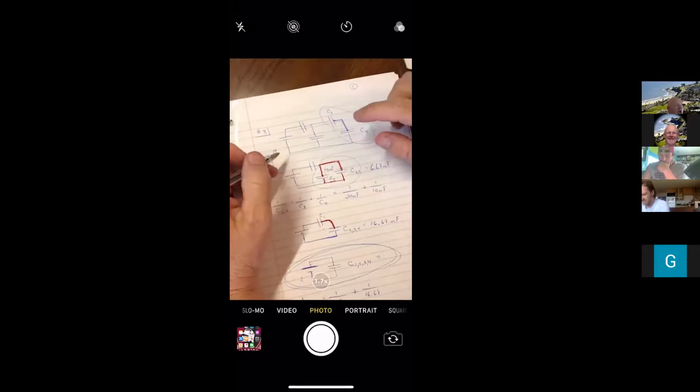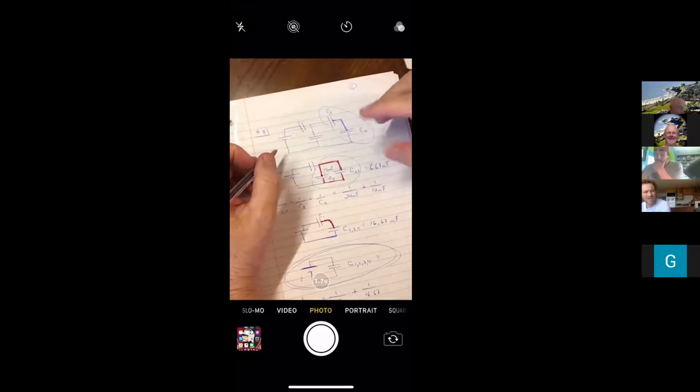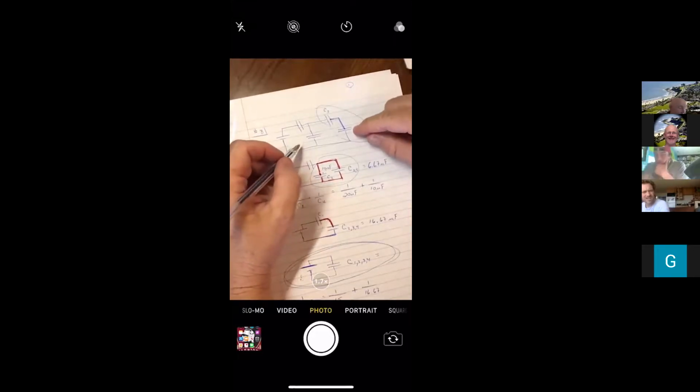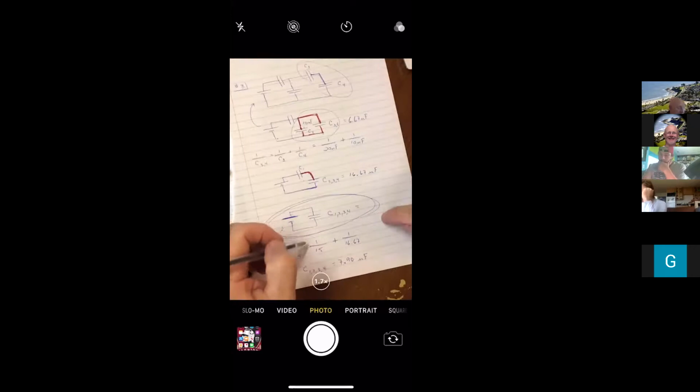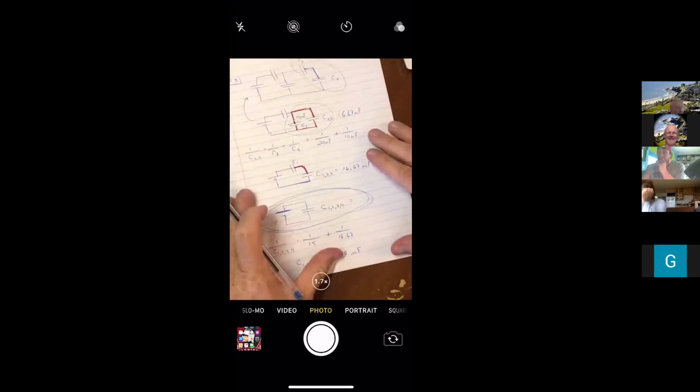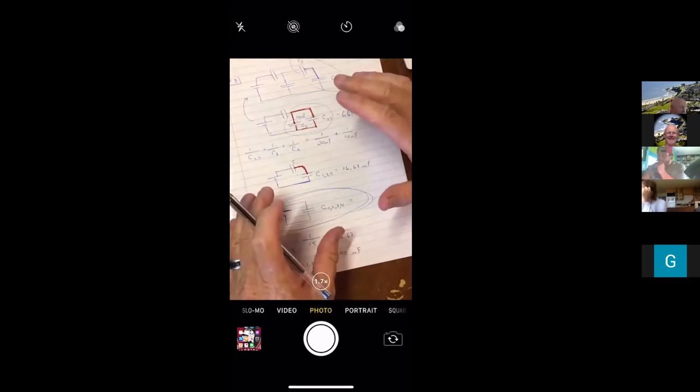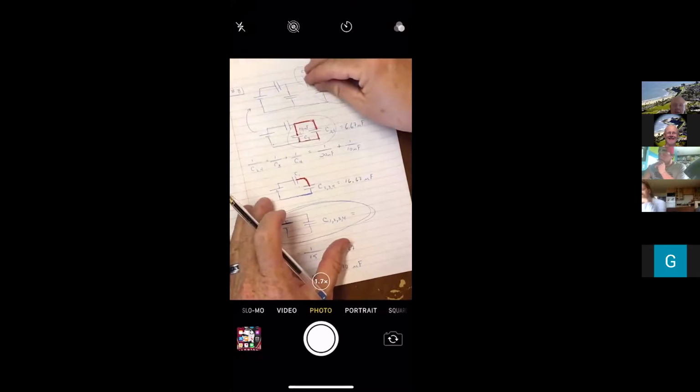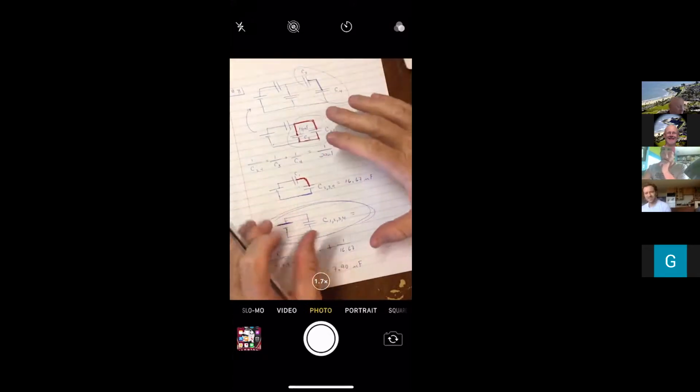The problem is saying, could you give me the charge and the voltage on each of these individually? And so what I've done is a bunch of equivalencies, but I want to point out the equivalencies are just a tool in order to figure out the real answer. But it's a very powerful tool.